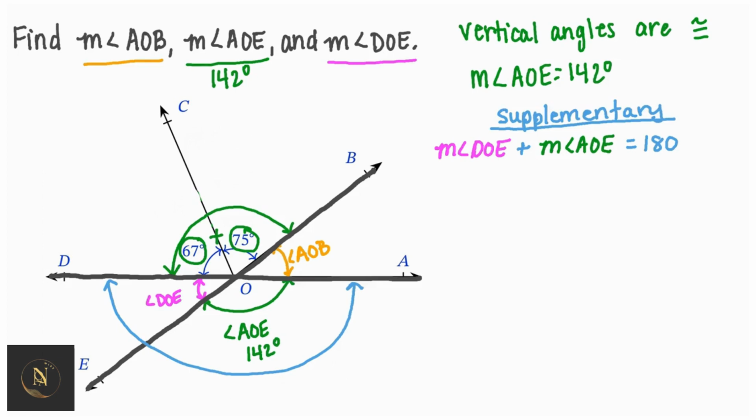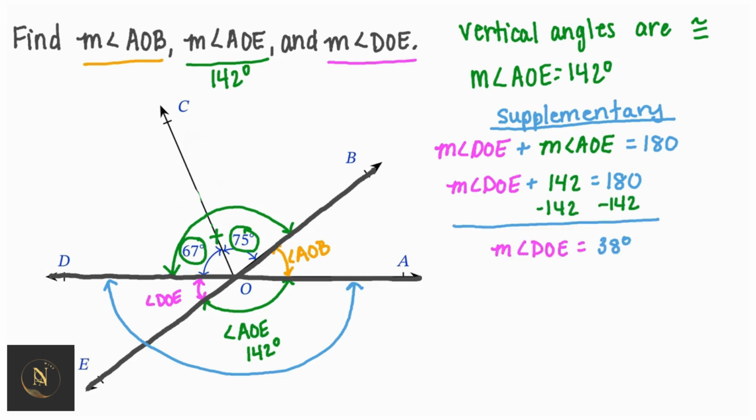So we can solve. And we will be able to find the measure of angle DOE by first substituting 142 degrees in for the measure of angle AOE. Now to solve for our angle, we need to subtract 142 from both sides of the equation. And we get the measure of angle DOE equals 38 degrees.